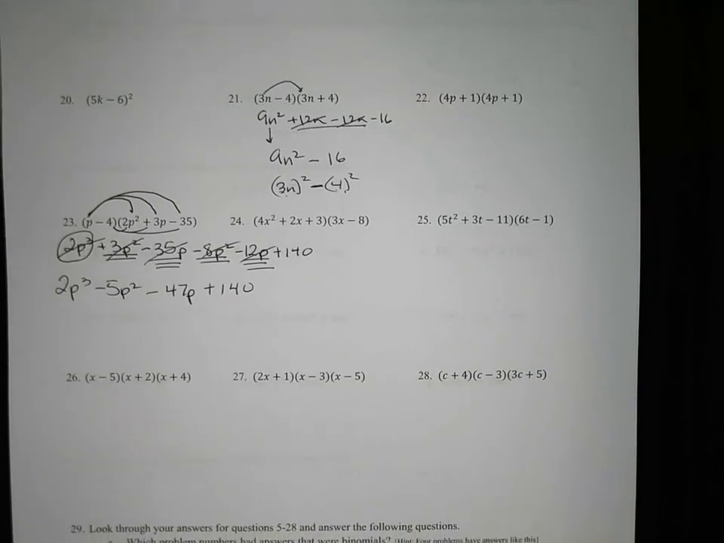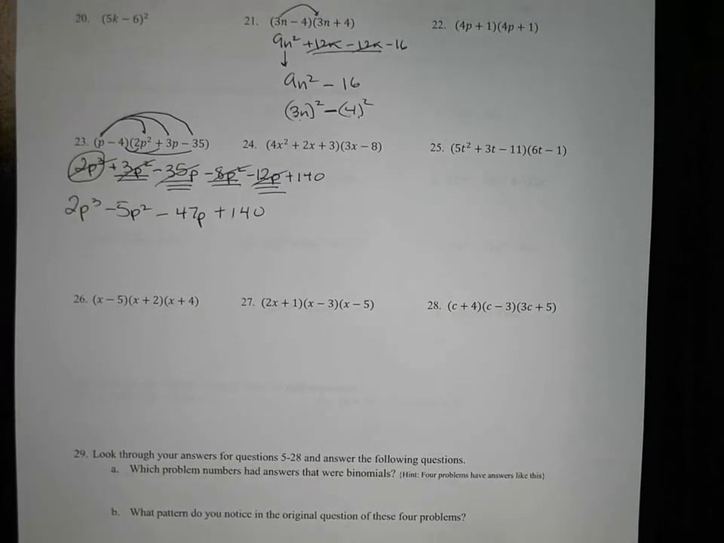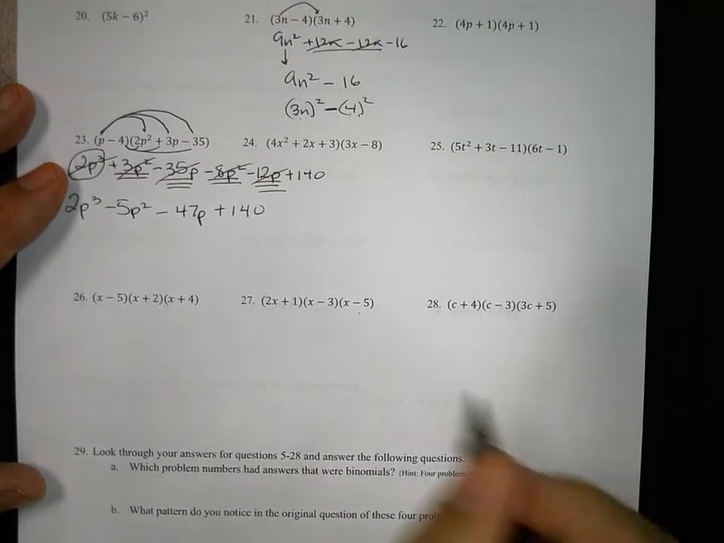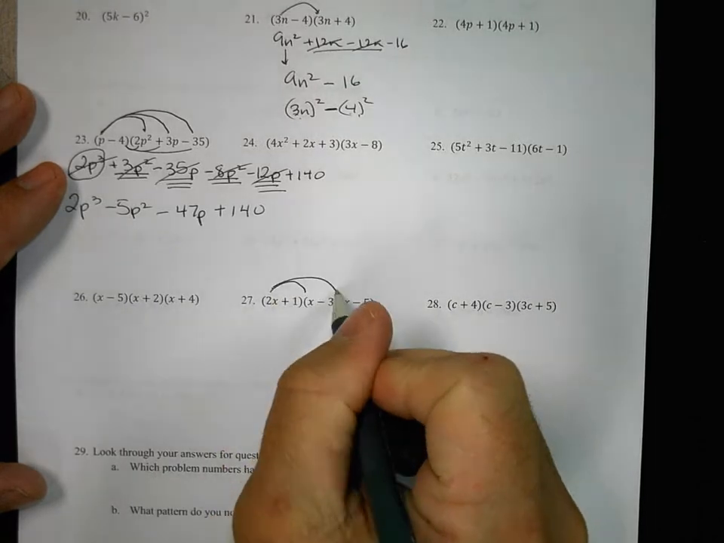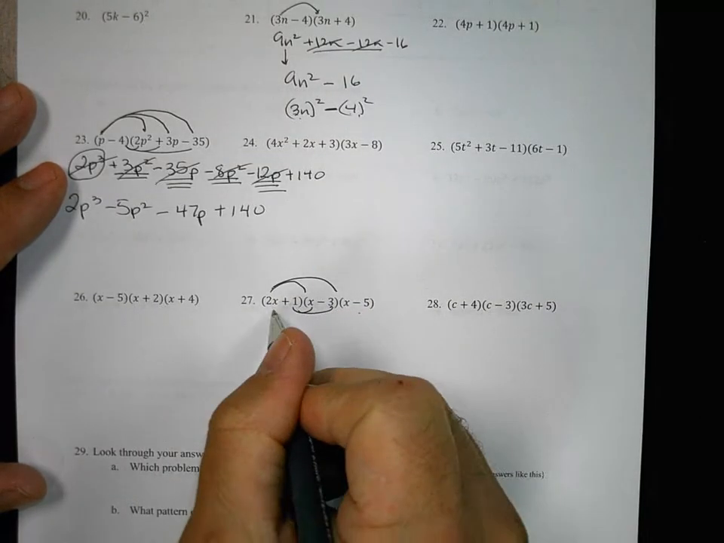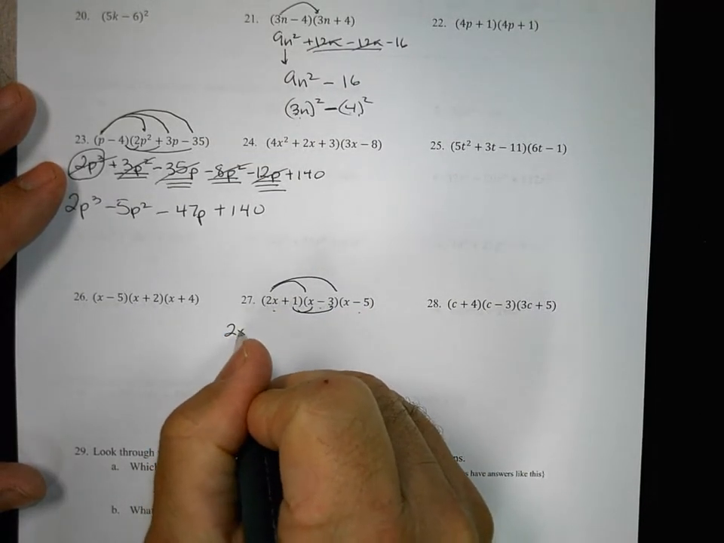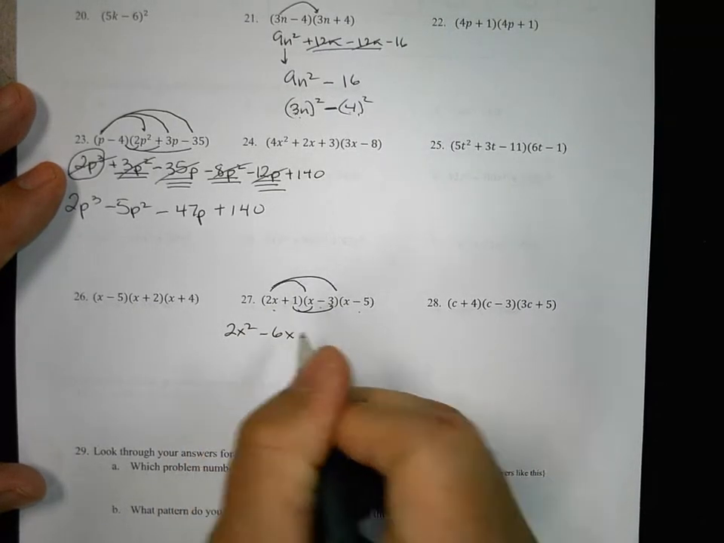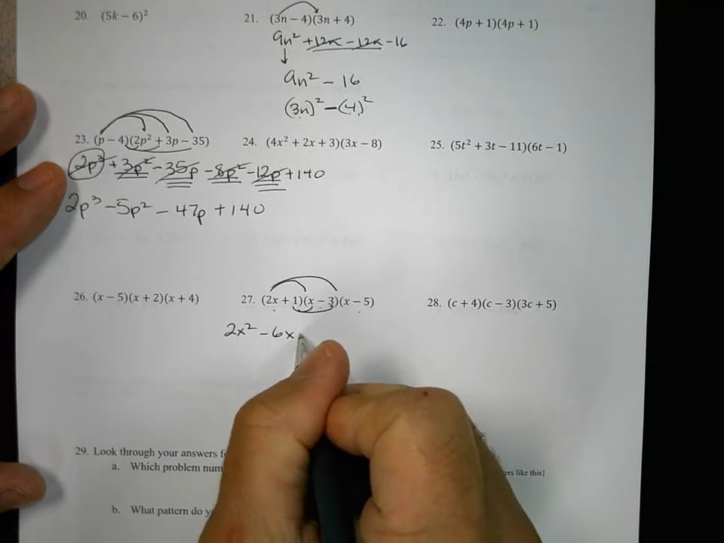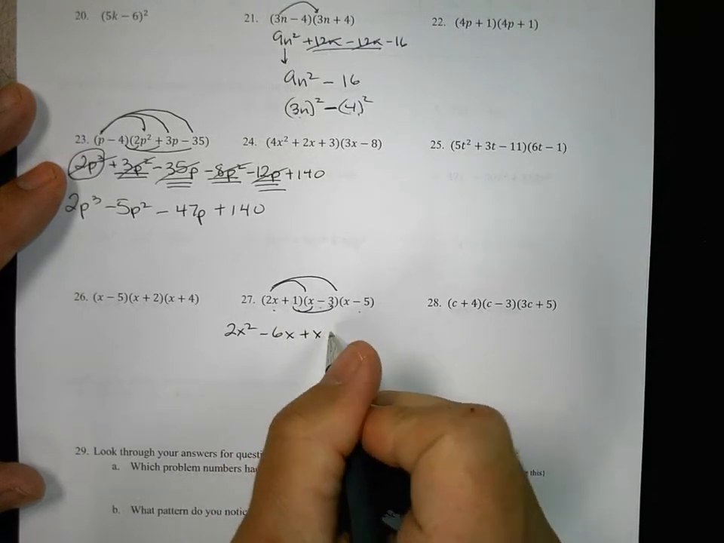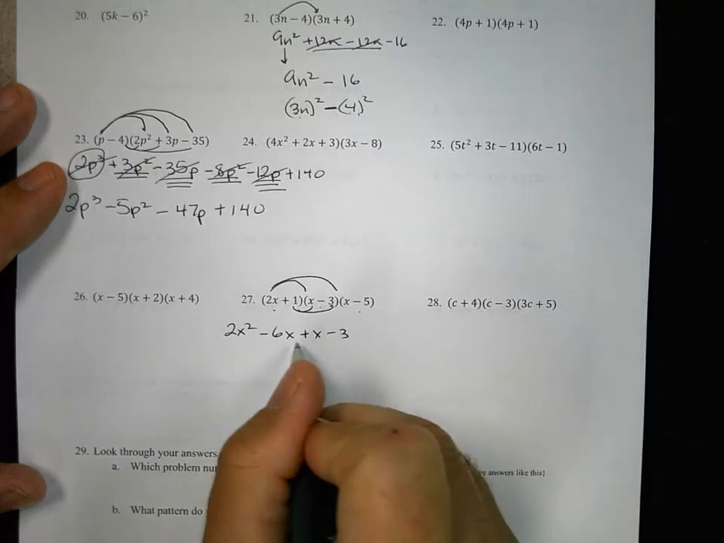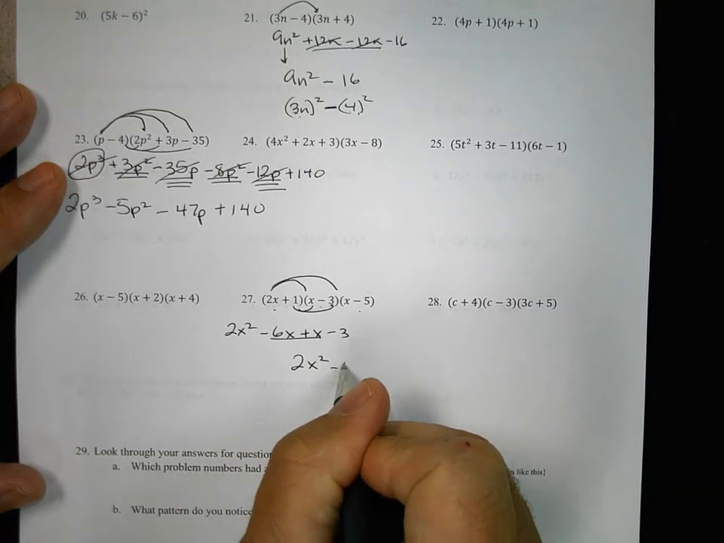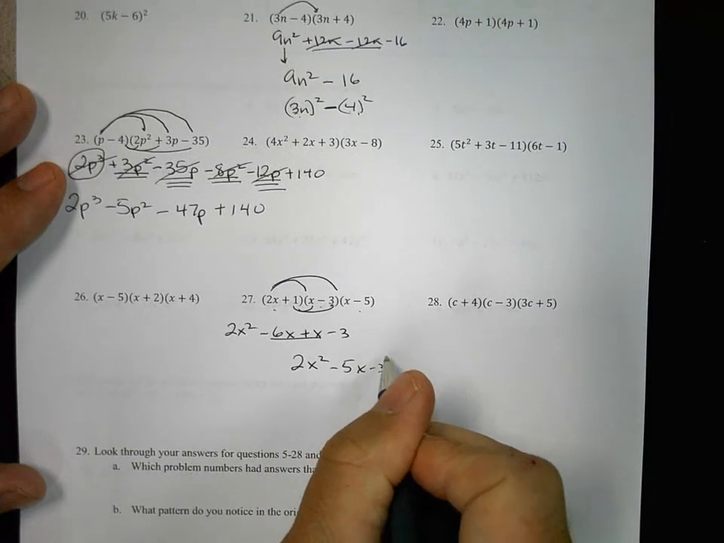All right, one more together. Number 27, we're going to multiply these two binomials together, and then we're going to multiply the third one. So I'll just start by foiling the first two. 2x times x is 2x squared. 2x times negative 3 is negative 6x. 1 times x is x, and 1 times negative 3 is negative 3. Combine the middle two terms. We end up with 2x squared minus 5x minus 3.